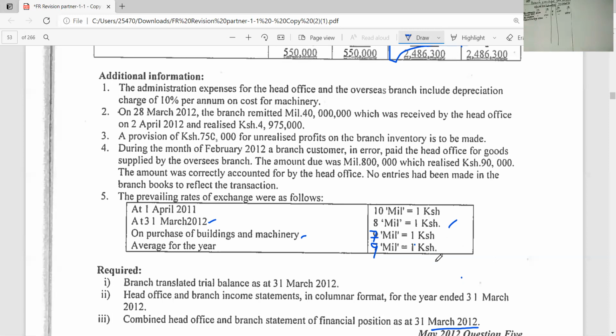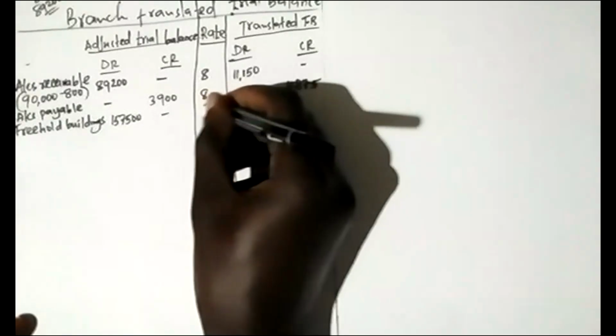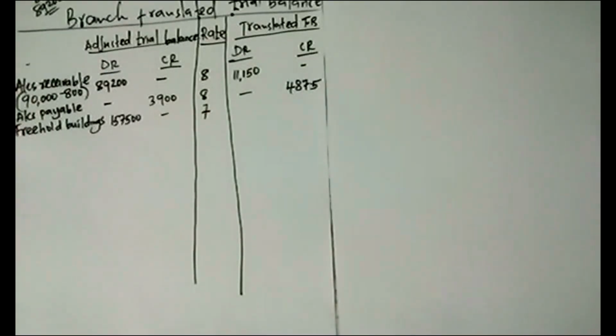So we continue. It was a mistake in typing. This other paper I'm using is the original past paper. So that is fine. I was talking about the purchase of building and machinery, which means that we use 7. If they had not been specific, we could have used the closing rate. But now they are specific, they have said we use 7 according to the correction I've made. So that is 7 on purchase of building and machinery.